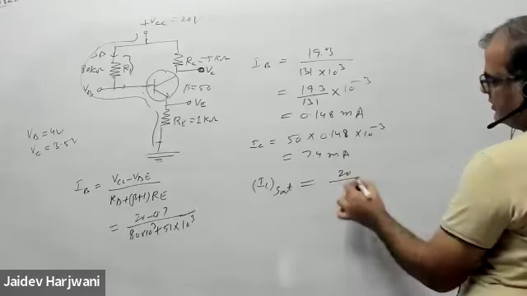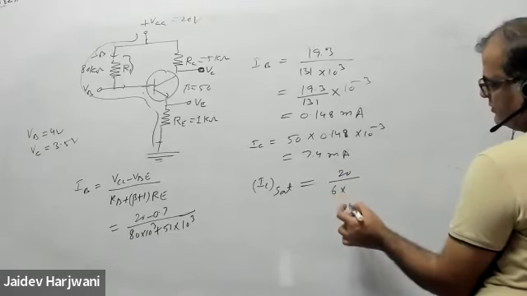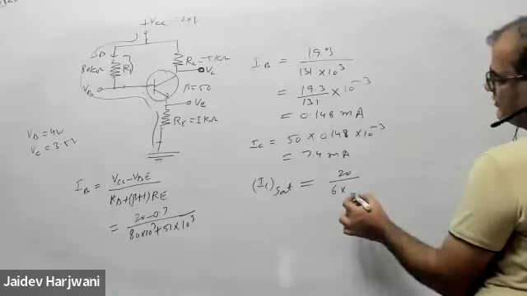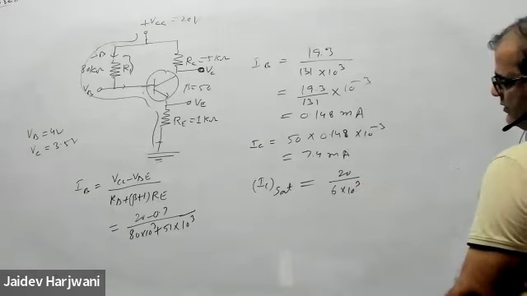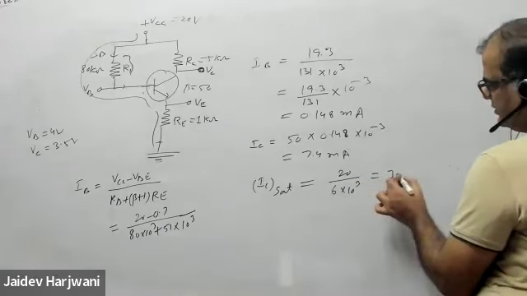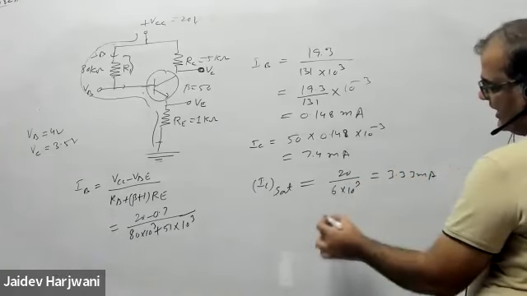IC saturation is 20 upon RC plus RE, which is 6 kilo ohm. That is 3.33 milliampere. So my IC becomes what?